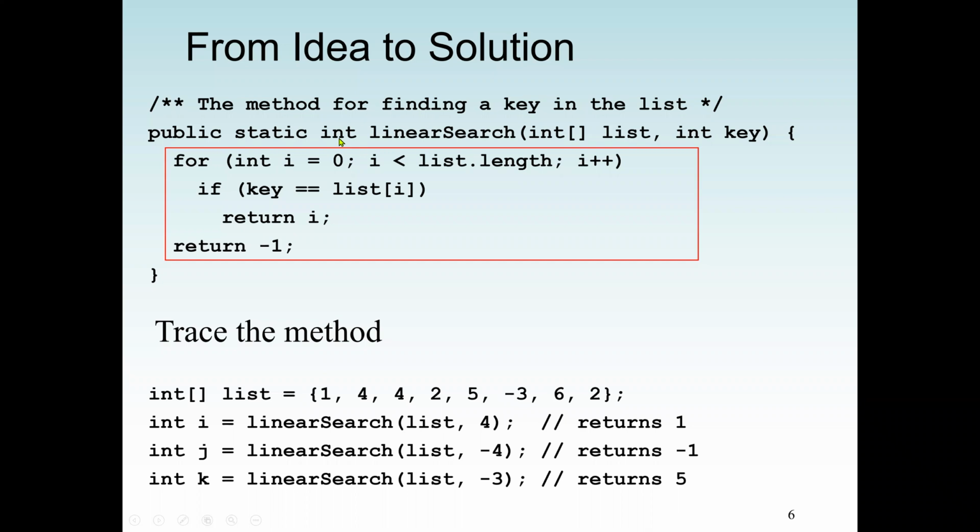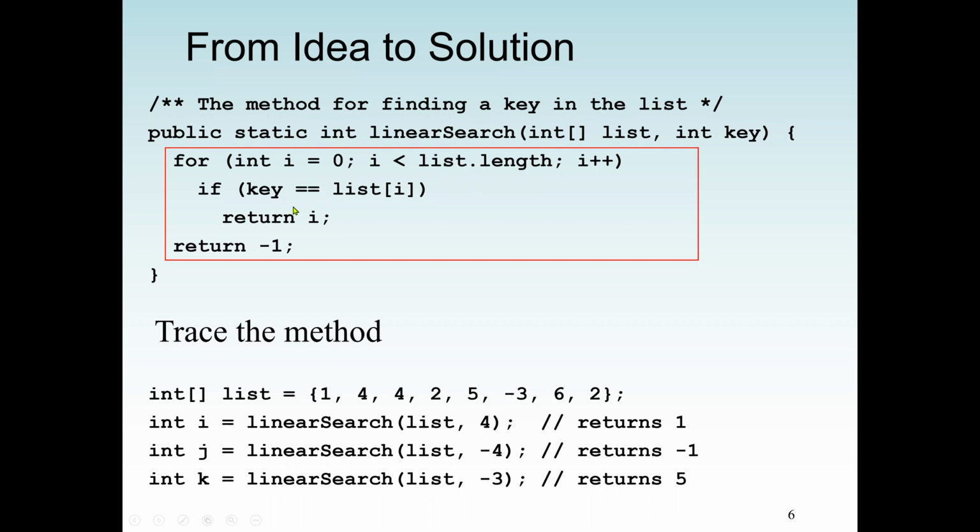Public static int linearSearch. We have the array as type int and the key. So with the array, again, start from 0, the beginning. So we start our counter from 0. Then i is less than list.length. Why? If the size is 10, it will return 10. But the index will be from 0 to 9. So that's why we have less than list.length.